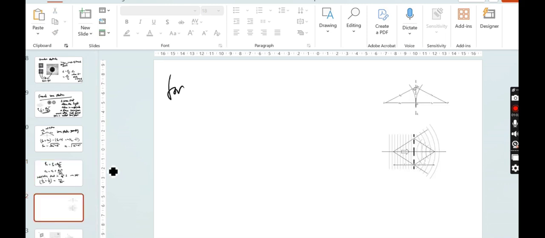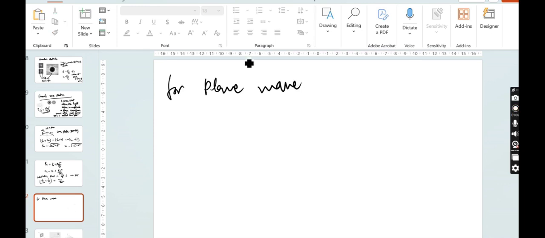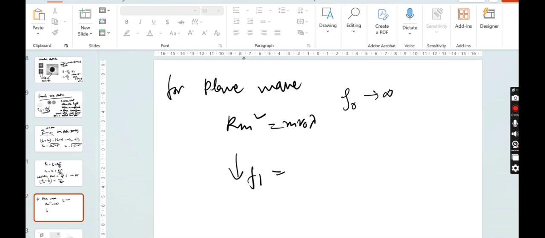For a plane wave, rho naught is infinite by assumption, so Rn square is equal to m R naught lambda. And for the focal length, from this we get f1 equal to Rn square by m lambda.